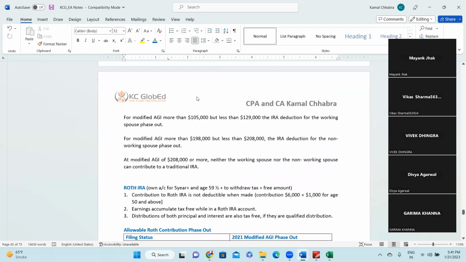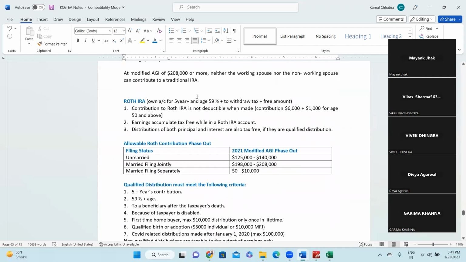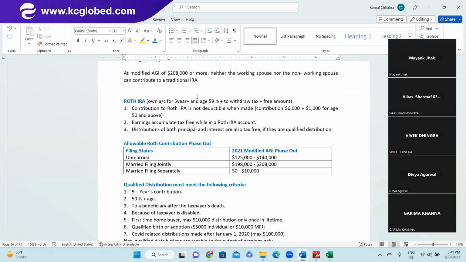But so far, if you have seen, we have covered the traditional IRA, both the parts, which is deductible and non-deductible, all the features of deductible, all the features of non-deductible, when it is taxable, when it is not taxable, when non-deductible is taxable, when non-deductible is non-taxable, when deductible is taxable, and when it is not taxable. So we have seen all the possible scenarios, right?